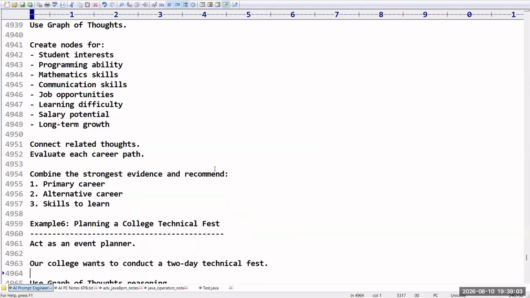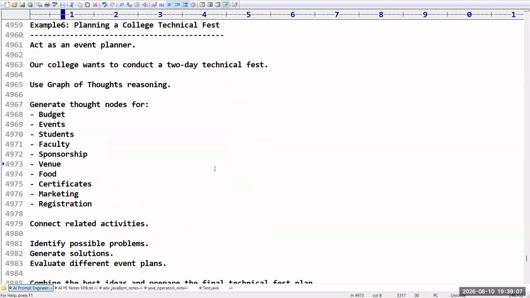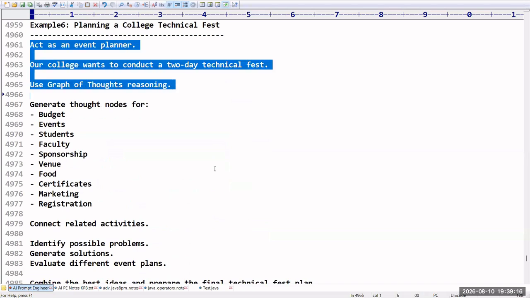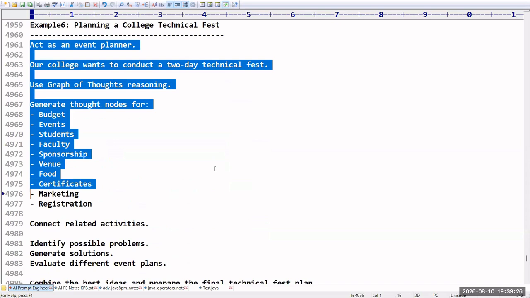Next. Sir, planning a college fest. Act as event planner. Our college wants to conduct a 2-day technical fest. Use graph of thoughts reasoning. Generate thought nodes for budget, events, students, faculty, sponsorship, venue, food, certificates, marketing, registration.